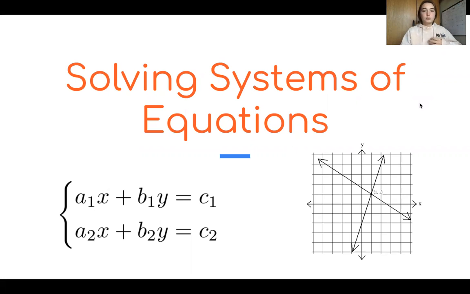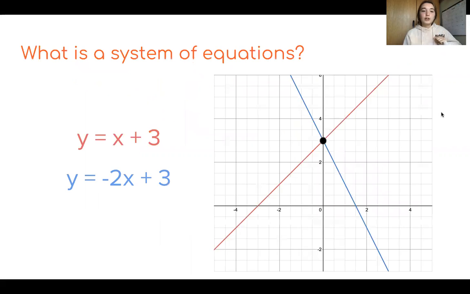Hi, my name is Kenny, and today I'm going to be talking about solving systems of equations using primarily three methods. So first, let's talk about what a system of equations is. Basically, it's two or more linear equations, i.e. equations that can be graphed as a line, as these two are, that have variables with the same meaning at least once.